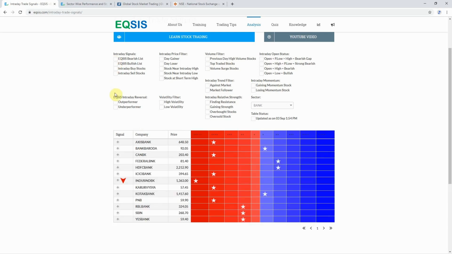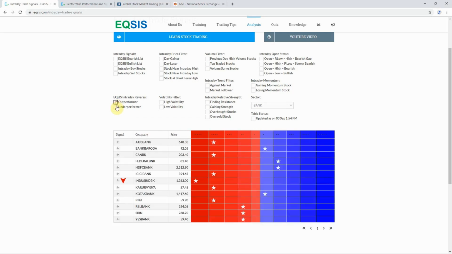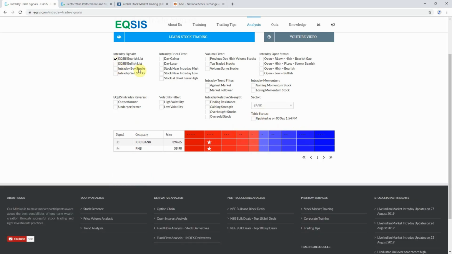But I'm also interested in underperformers, because I see the market is pretty negative. I'm also interested in any guys who are outperforming or underperforming at this point. I don't see any list at this point of time. Let me actually work with the bearish list. Okay, now that's my favorite.